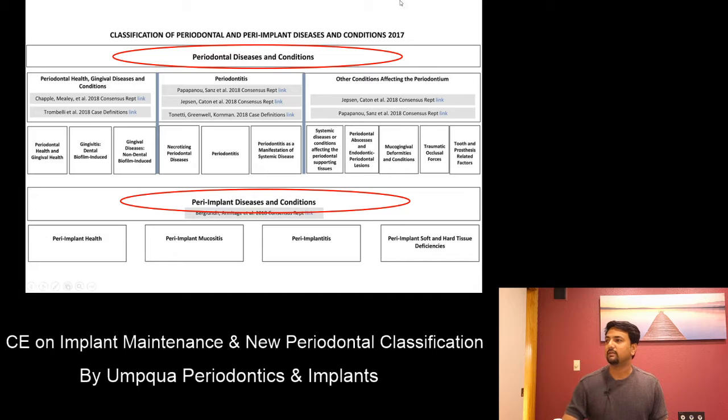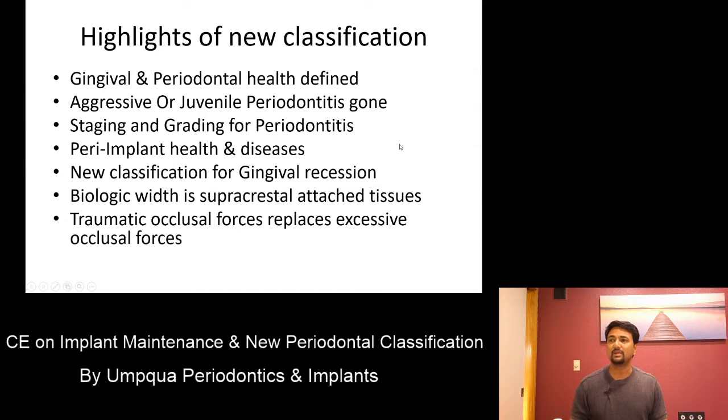The key points of this new classification: for the first time, we are defining what is gingival and periodontal health. The aggressive periodontitis, which most of us were familiar with in the old 99 classification, has been merged together with periodontitis. Research has suggested that there was not enough evidence for aggressive periodontitis as a distinct disease entity, so they merged it under the periodontitis category.